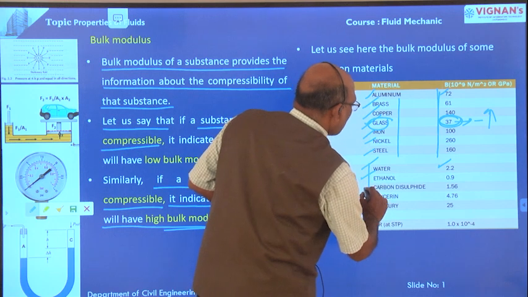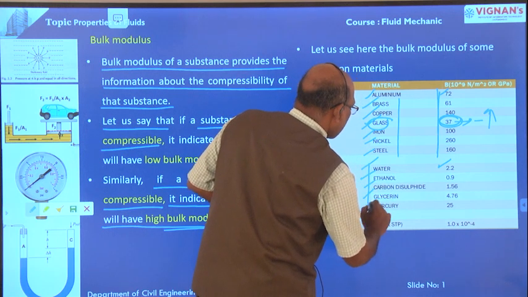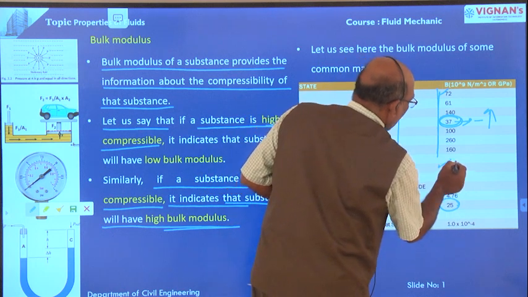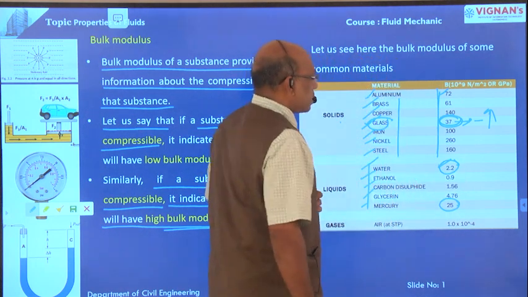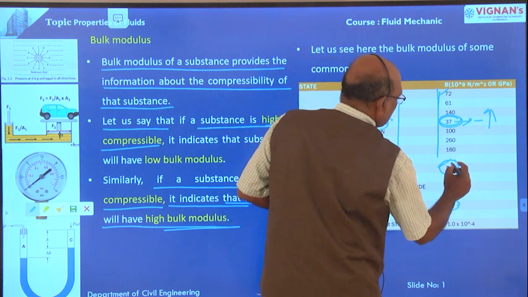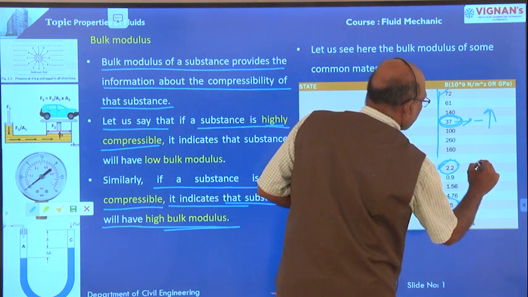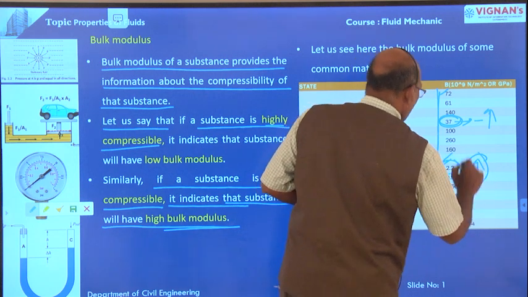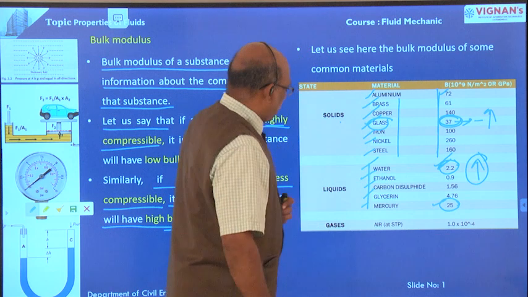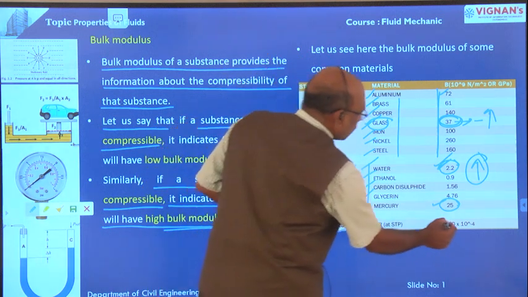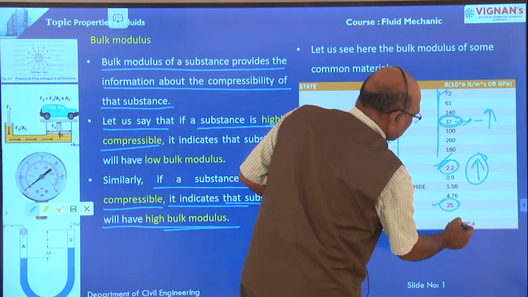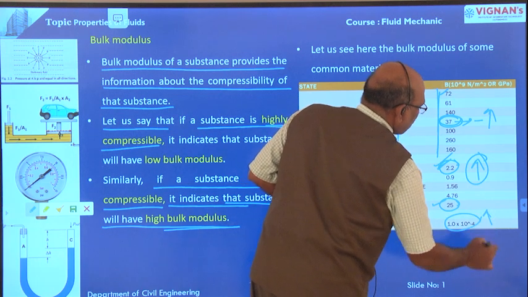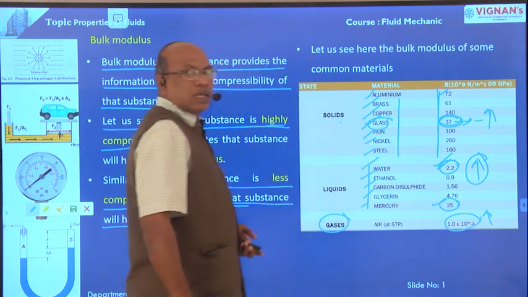Ethanol, carbon disulfide, glycerin, mercury having 25 bulk modulus, water having 2.2 bulk modulus. Therefore, when the bulk modulus is less, automatically compressibility is high in case of liquids, that is the water as compared with the mercury. In gases, the bulk modulus is very less, that is 1.0 into 10 power minus 4. Automatically these are highly compressible fluids.